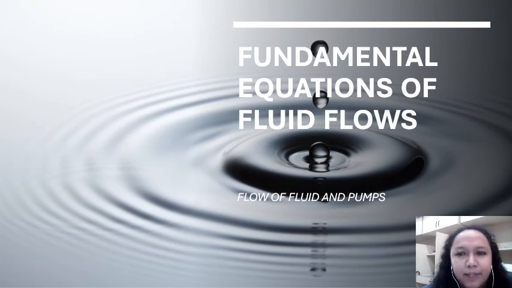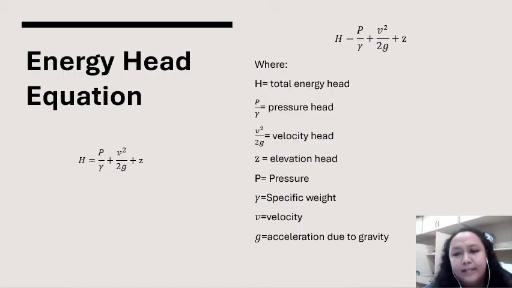So, the fundamental equations of fluid flow. This is also basic, class. We will briefly go over the fluids and pumps. This, class, is what we call the energy head equation. This is the head equation where it is equal to the pressure head, velocity head, plus elevation head. What is H? That is the total energy head. P, that is the pressure. The denominator is the specific weight, plus the velocity squared over 2 times the gravity. Those are the notations, class, plus the elevation.